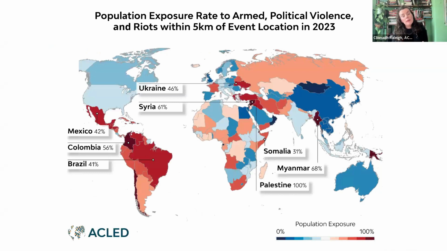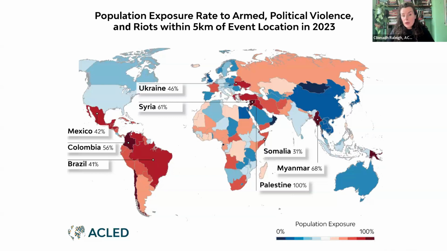So in partnership with WorldPop, we're able to, as I mentioned, expose these trends. And here's an interesting map that gives you an alternative sense of how violent the world is. So this is the population exposure rate for armed organized political violence and riots within 5 kilometers of the event location in 2023. And what you can see here is that countries like Mexico, Brazil, and Syria, and Ukraine, and Myanmar are extremely violent. A lot of the population is exposed to at least one event of armed organized violence or conflict. But in fact, Palestine has an exposure rate of close to 100%. So almost 100% of the people living in Palestine have been exposed to violence in the past year.